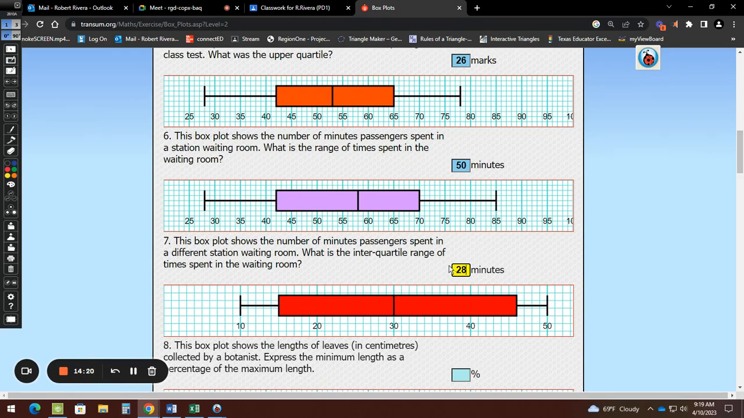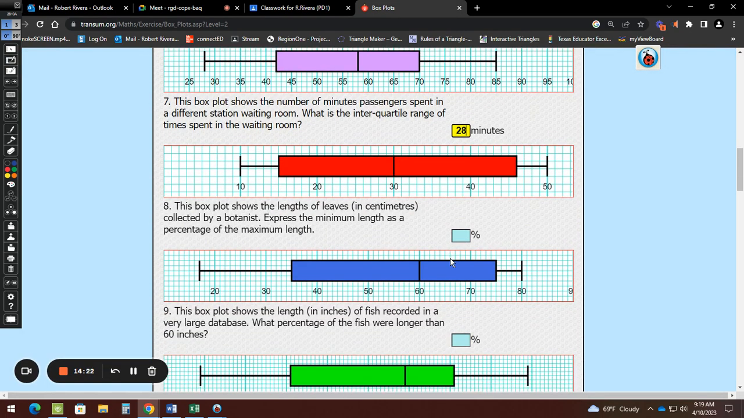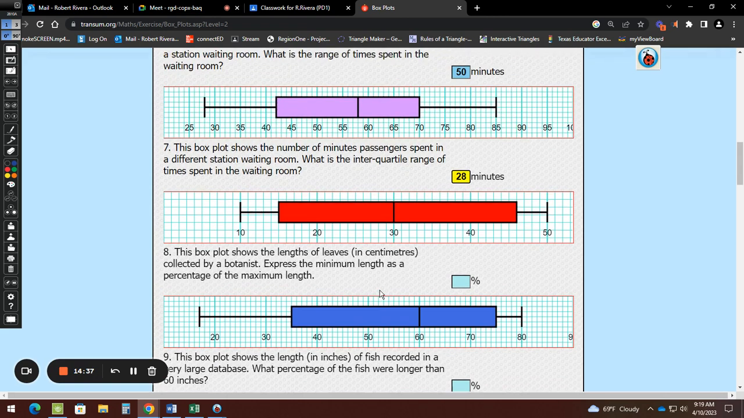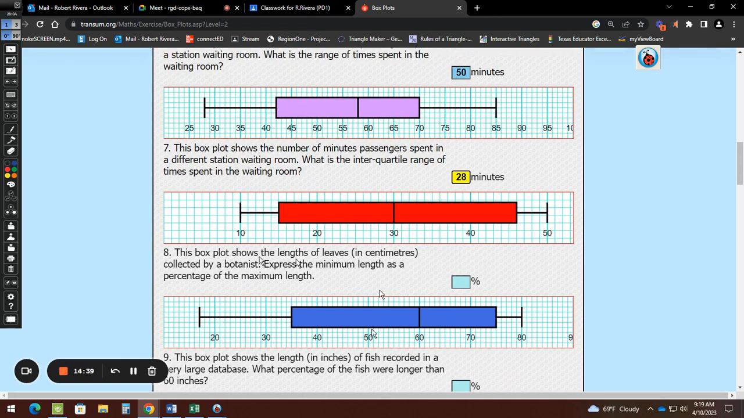Yes? The last question. Oh no, there's a couple more. This box plot shows the length in inches of a fish recorded in a very large database. What percentage of the fish were longer than 60 inches? Oh, I missed 7. Thank you, sir. The box plot shows the length of leaves in centimeters. Express the minimum length as a percentage of the maximum length.